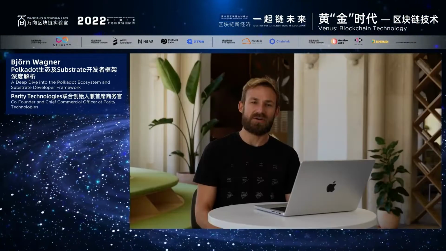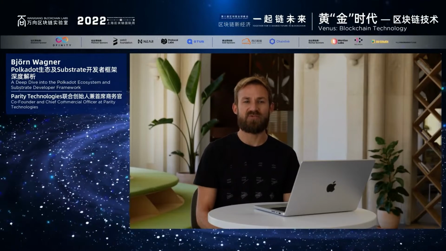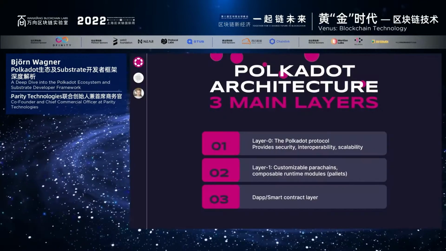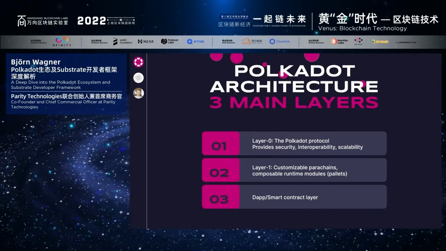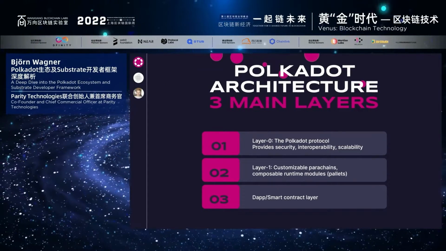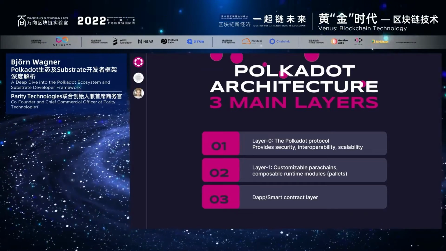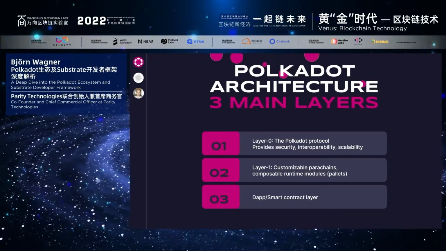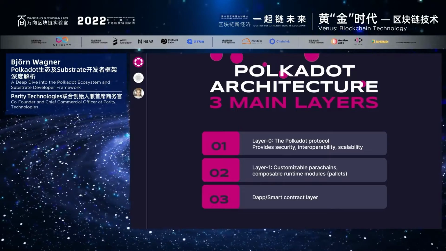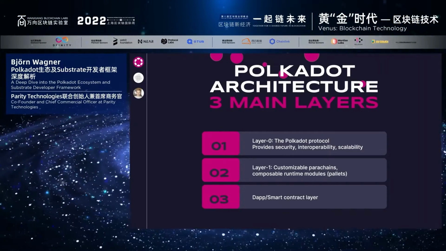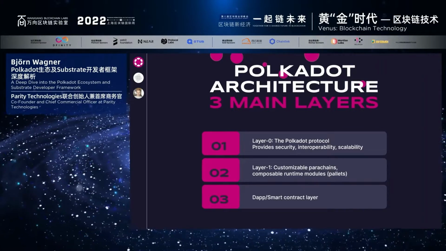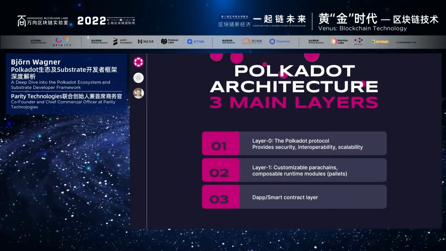When we look at Polkadot's architecture, we find three primary layers. At the core of Polkadot is what we call a layer 0 protocol. It's called a layer 0 protocol because it underlies and supports an ecosystem of layer 1 blockchains called parachains. Layer 0 is this foundational layer that Polkadot provides as a solid base for building on top of. This is called the relay chain.